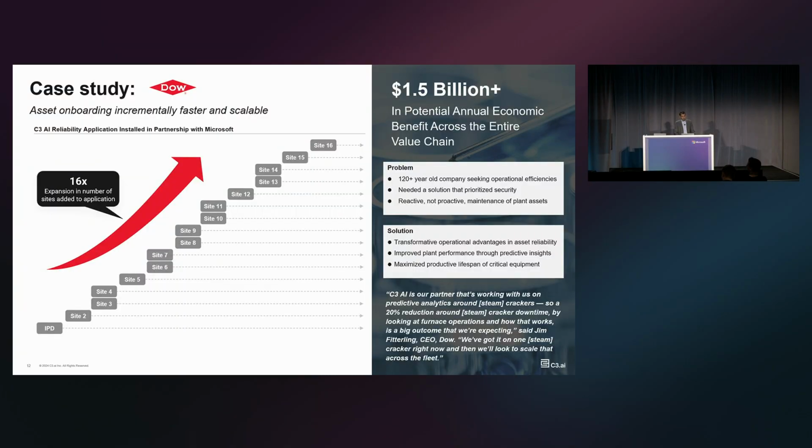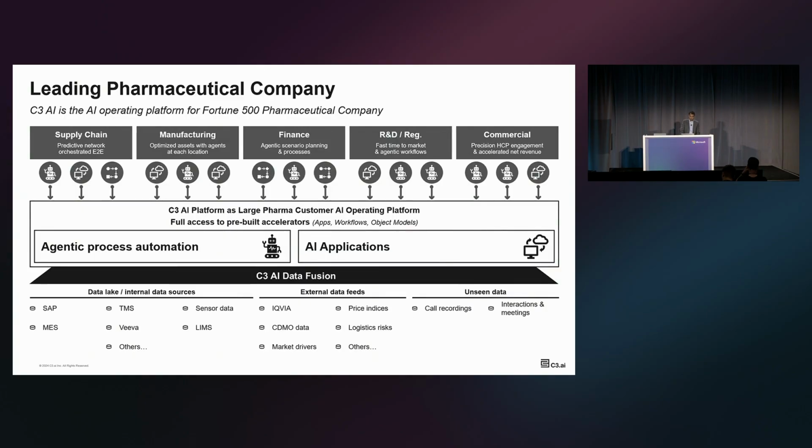Dow is another very interesting example there. We started with their furnaces at 1 site, and then you can see the scale out, and now it's over $1.5 billion in potential annual economic benefit for Dow. And the last one I'll cover is a large pharmaceutical company, and there we started in supply chain and then expanded to manufacturing, finance, R&D, commercial use cases, et cetera, with process optimization, with pre-built applications, all leveraging agents and AI models, multiple data sources, and the application platform to build net new assets.